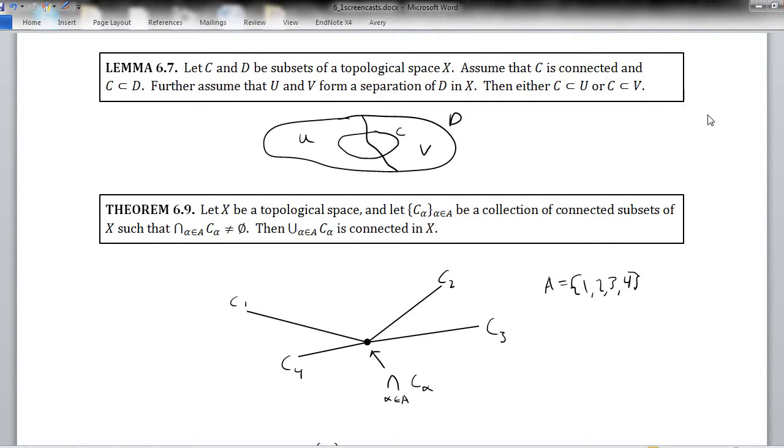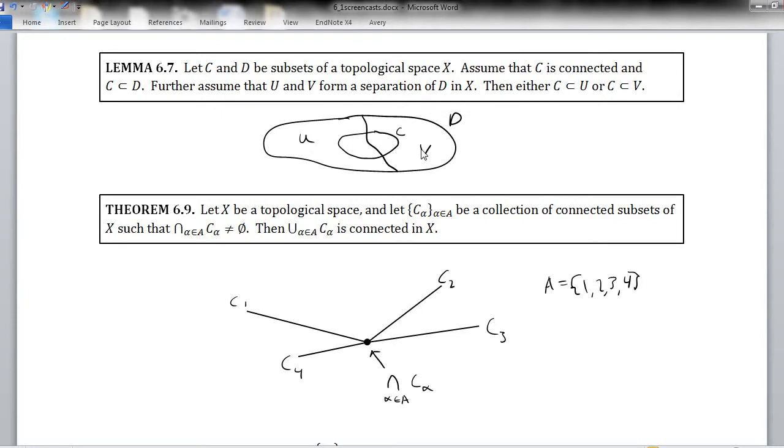Here's a handy lemma. Let C and D be subsets of a topological space X. Assume that C is connected and is contained in D. And further assume that U and V form a separation of D. Okay, so I've sort of split D into two different parts. Well, then either C has to be in U or C has to be in V.